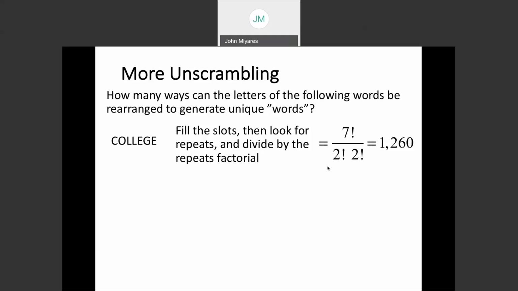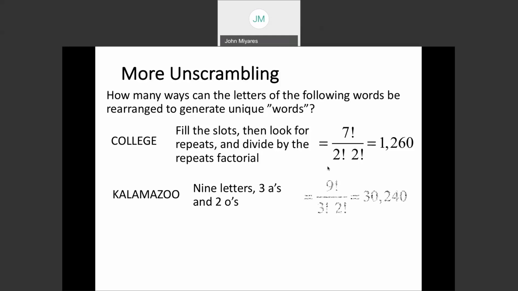Let's try something bigger. How about the word Kalamazoo? Kalamazoo has 9 letters, which includes 3 A's and 2 O's. So what we'll do this time is start with 9 factorial to account for the 9 letters that I have. Then I will divide it by 3 factorial to account for the ways that the 3 A's can scramble among each other, and by 2 factorial to figure out how the 2 O's are going to scramble amongst each other. That will reduce to 30,240 possible rearrangements.